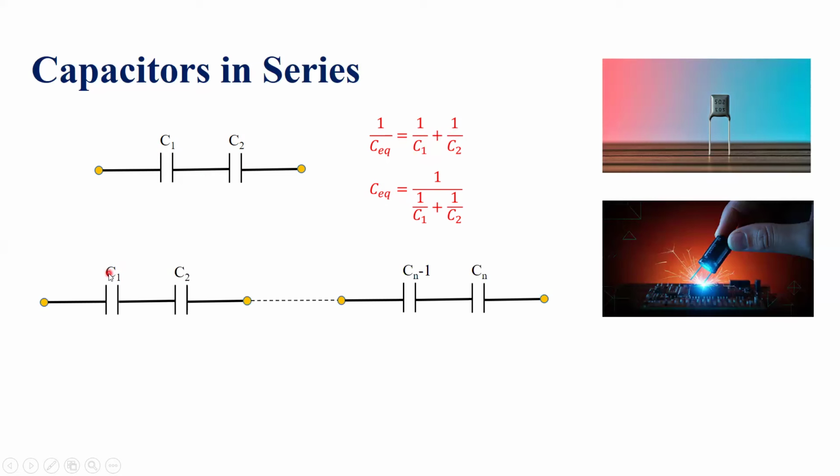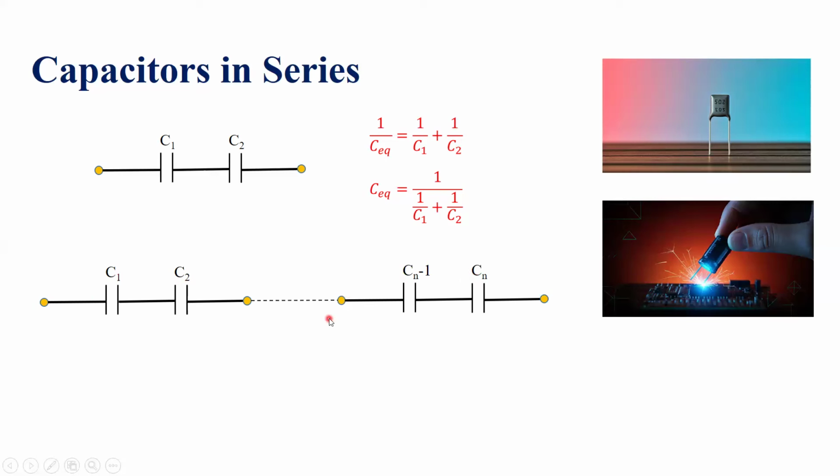How about if there are n number of capacitors connected in series? For example, starting from C1, C2, up to Cn minus 1 and finally Cn. So if there are 10 capacitors in series, it means this is number 1 capacitor, this is C2, this would be 9th and this would be the 10th capacitor.